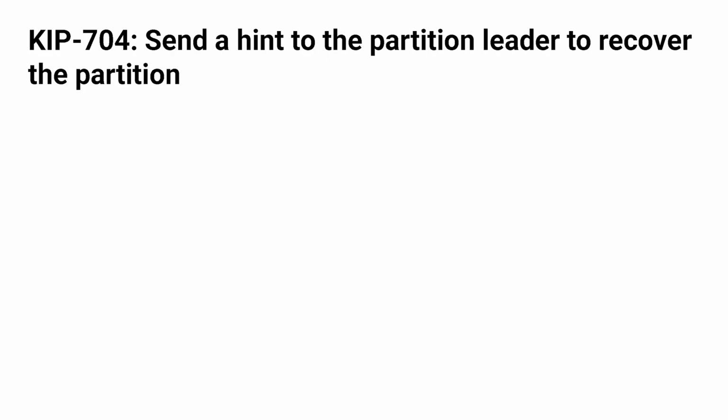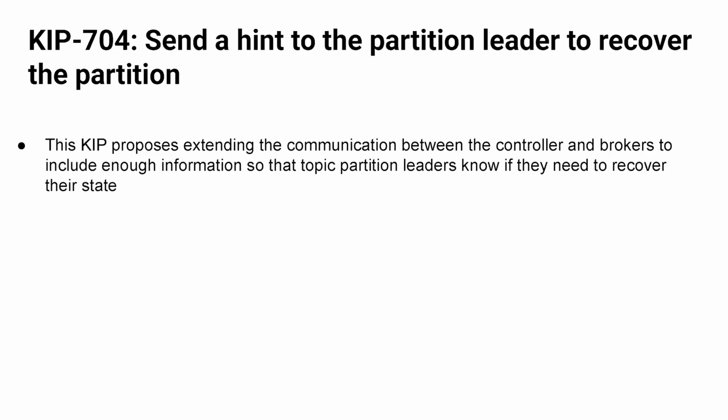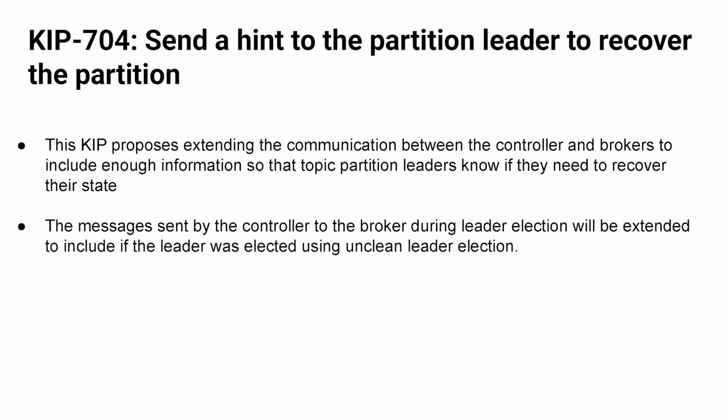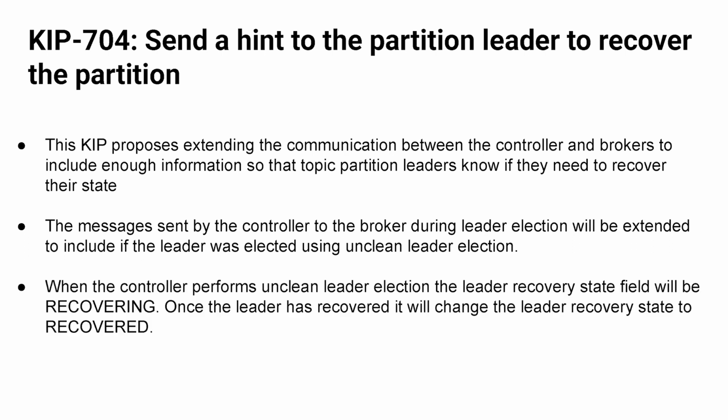First up, we have KIP 704, which allows for further communication between the controller and the brokers in the event that an unclean leader election has taken place. In this scenario, the controller sends messages to the brokers stating that an unclean leader election has happened and that the topic partition leaders ought to recover their state. This helps to coordinate recovery and mitigate potential inconsistencies.